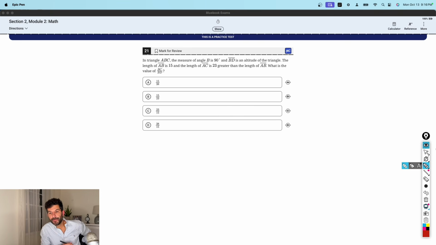Question number 21. In triangle ABC, the measure of angle B is 90 degrees and BD is an altitude of the triangle.